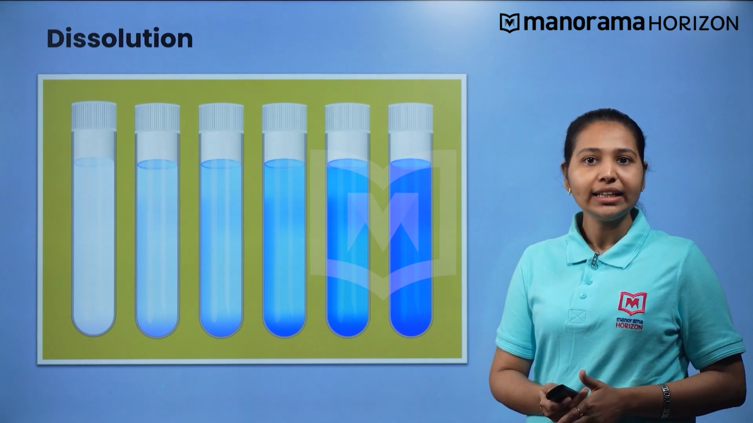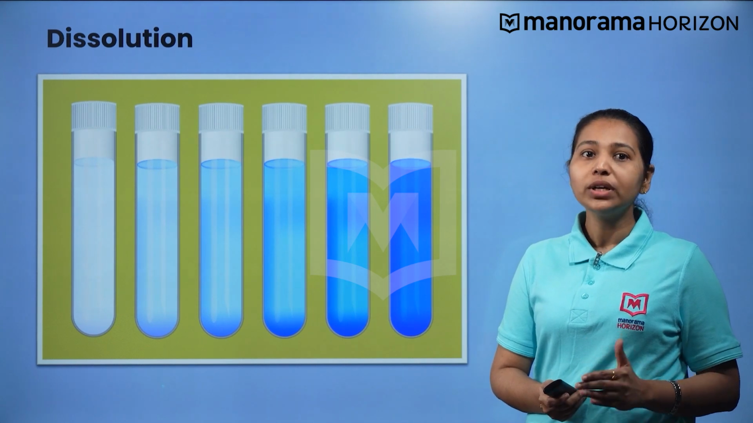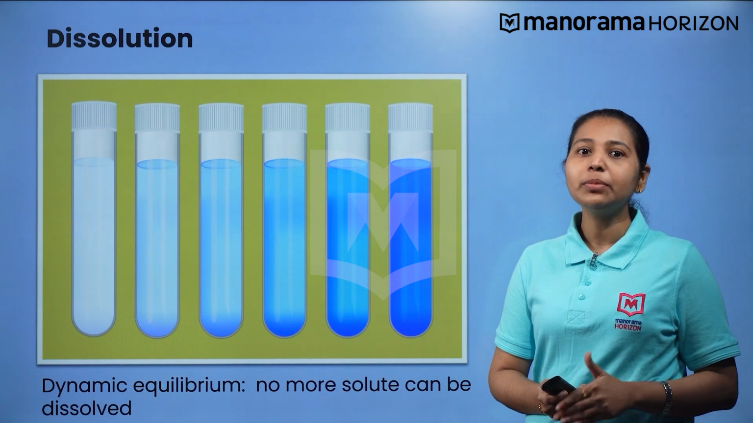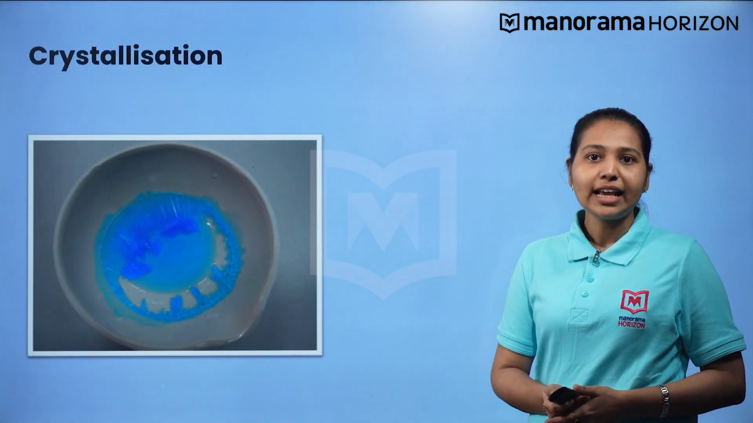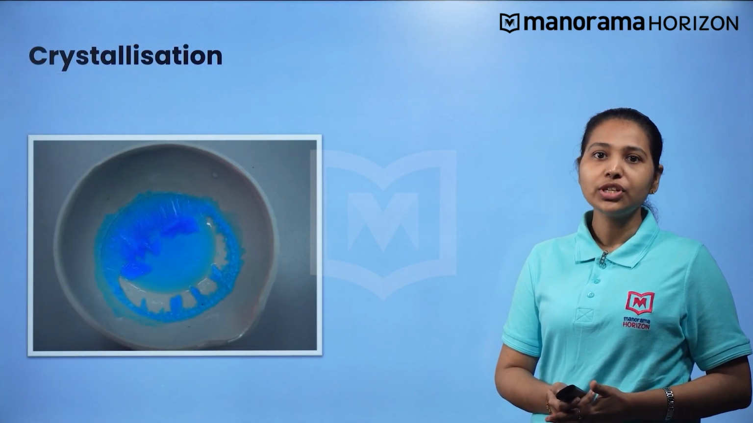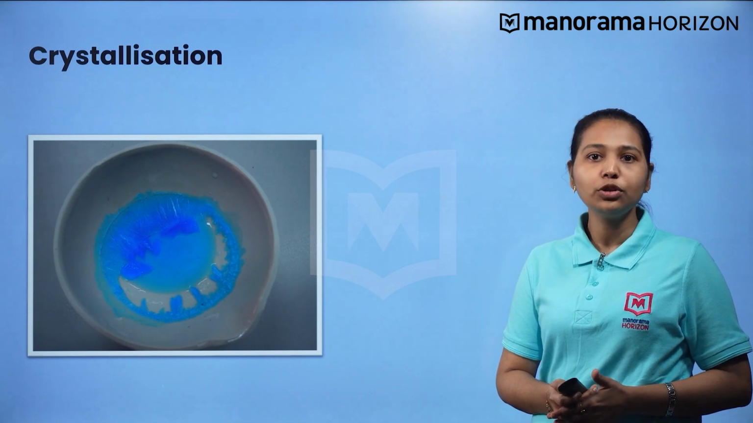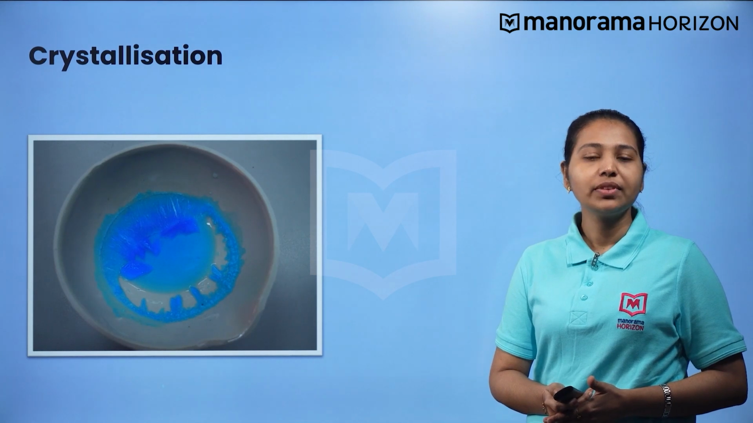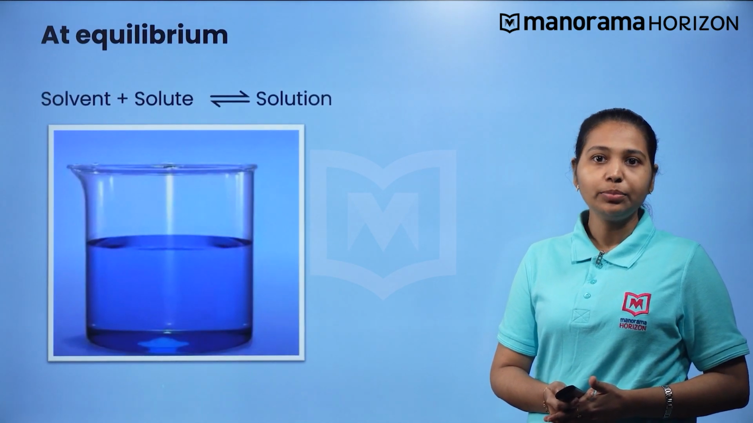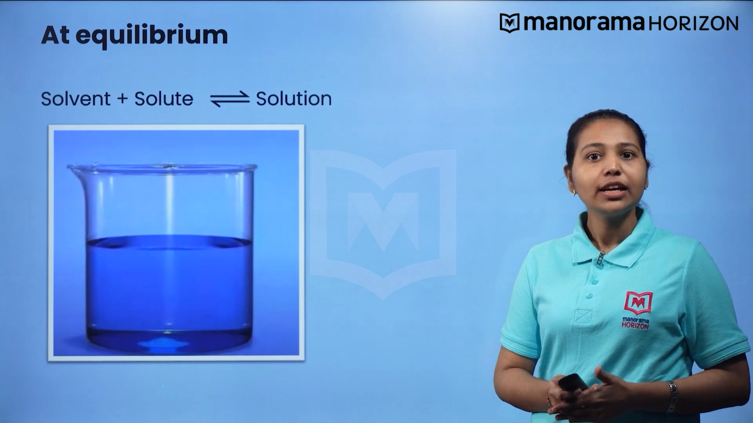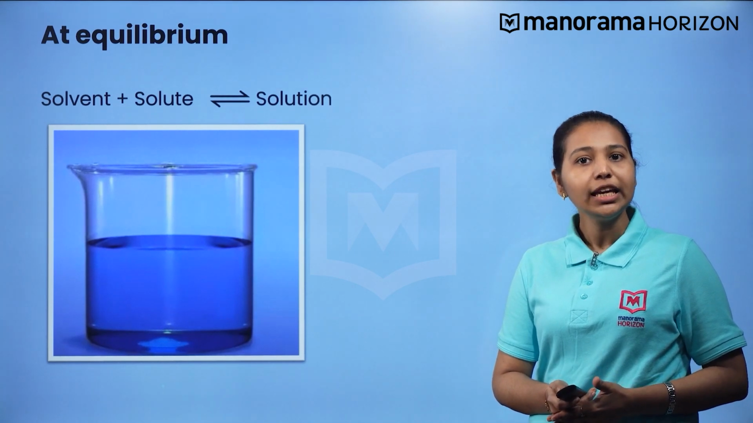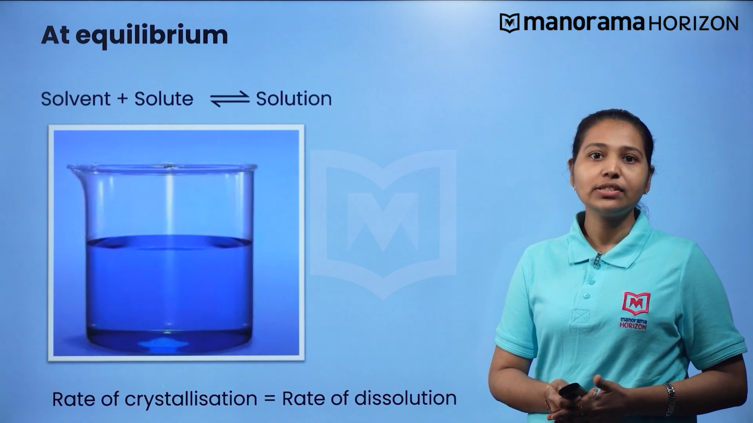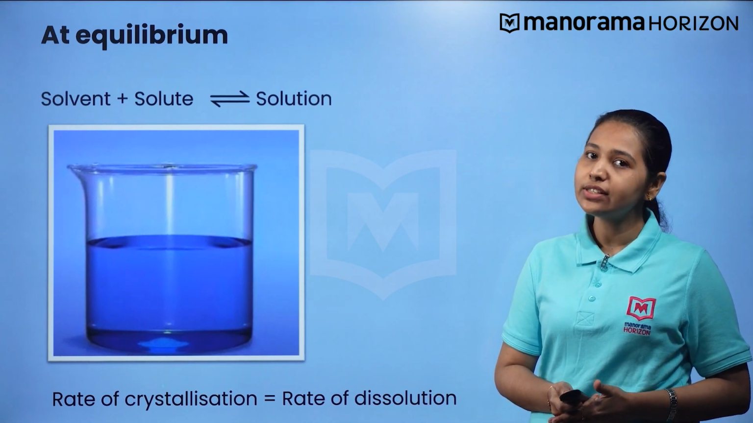If you continue adding the solute, a stage is reached where no more solute can be dissolved. At this stage, a dynamic equilibrium exists in the solution. At this time, some solute particles in solution collide with other solid solute particles and get separated out. This is known as crystallization. In the state of dynamic equilibrium, the number of solute particles going into the solution will be equal to the solute particles separating out. That is, the rate of crystallization will be equal to the rate of dissolution.